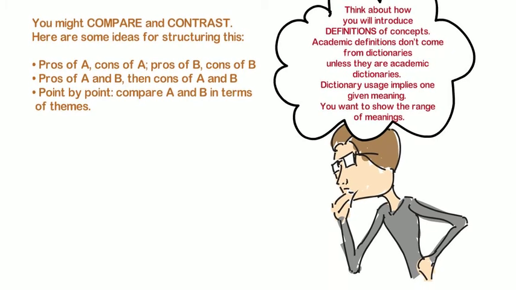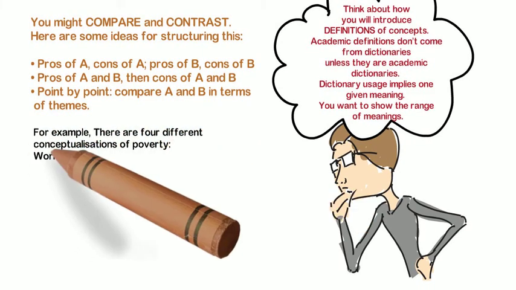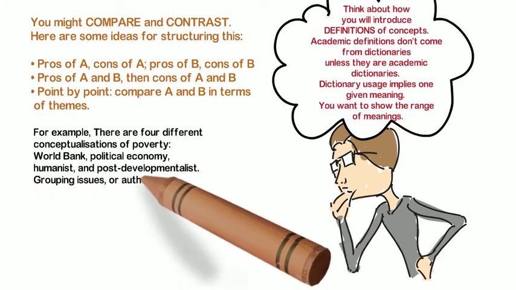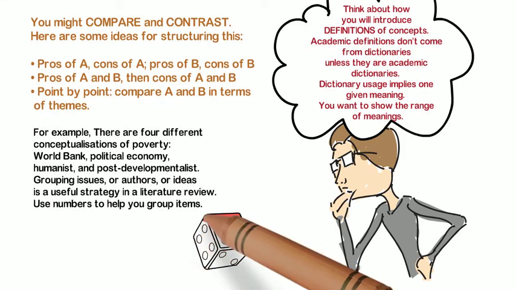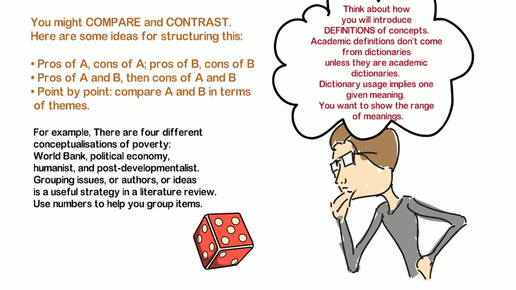Think about how you'll introduce definitions or concepts. Academic definitions don't come from dictionaries. Usually meaning is contested, and you want to show the range of meanings. So for example, there are 4 different conceptualizations of poverty: the World Bank one, a political economy perspective, a humanist perspective, and a post-developmental perspective.